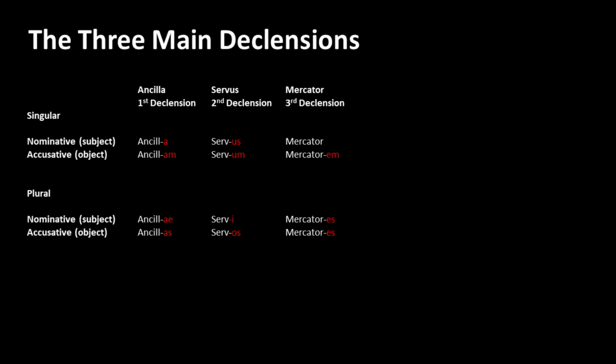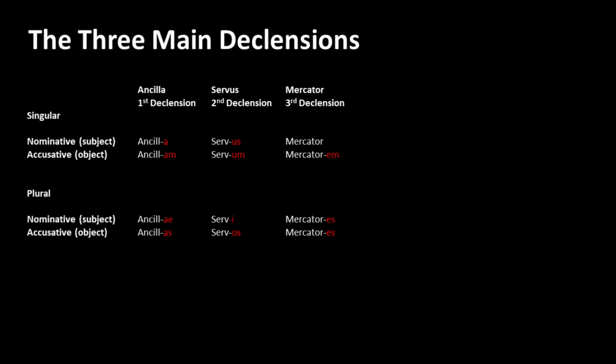Coming back to our main thread, you have the first declension, where the nominative singular ends in A and the accusative in AM, and the plural endings are AE and AS. You have ancilla, ancillam, ancillae, ancillas.